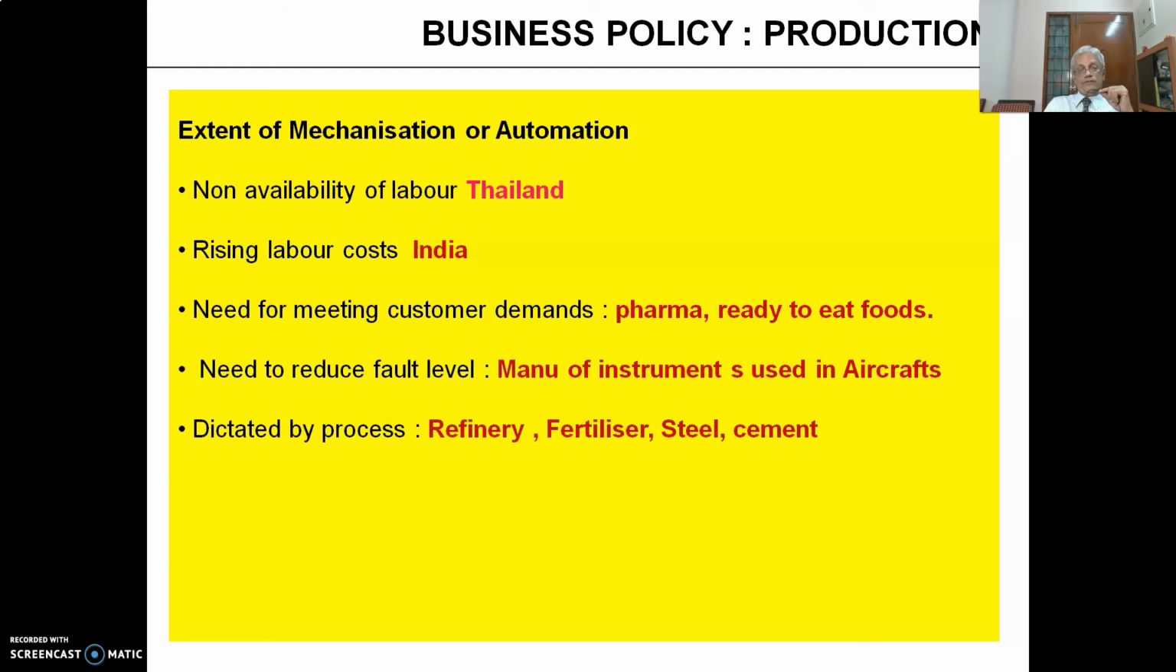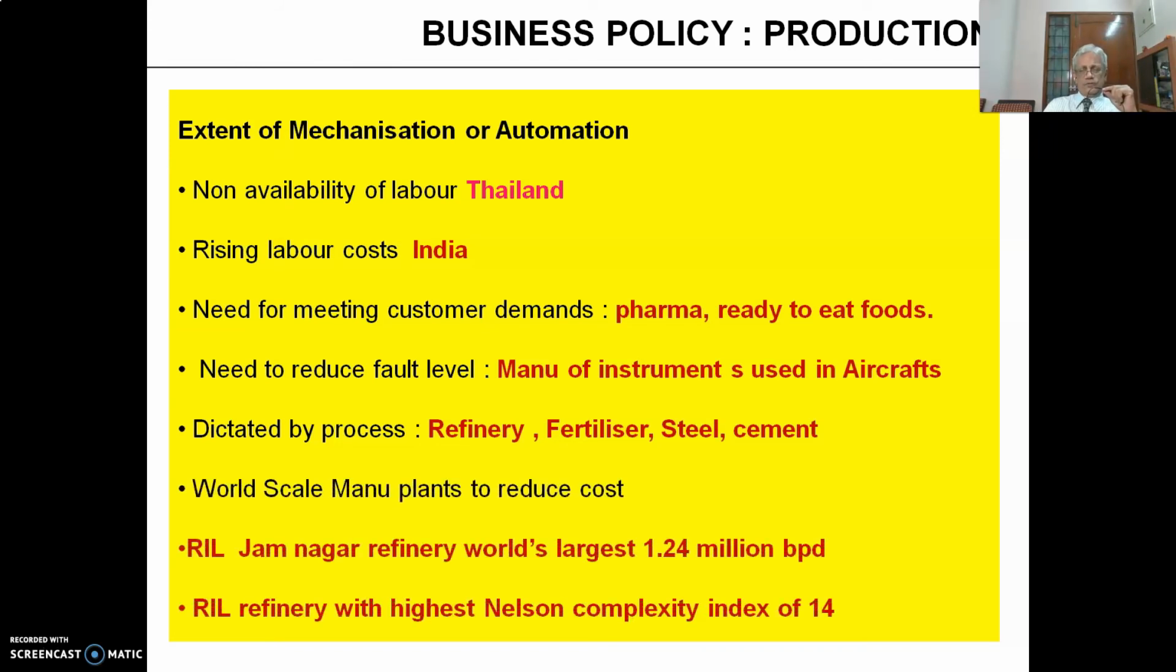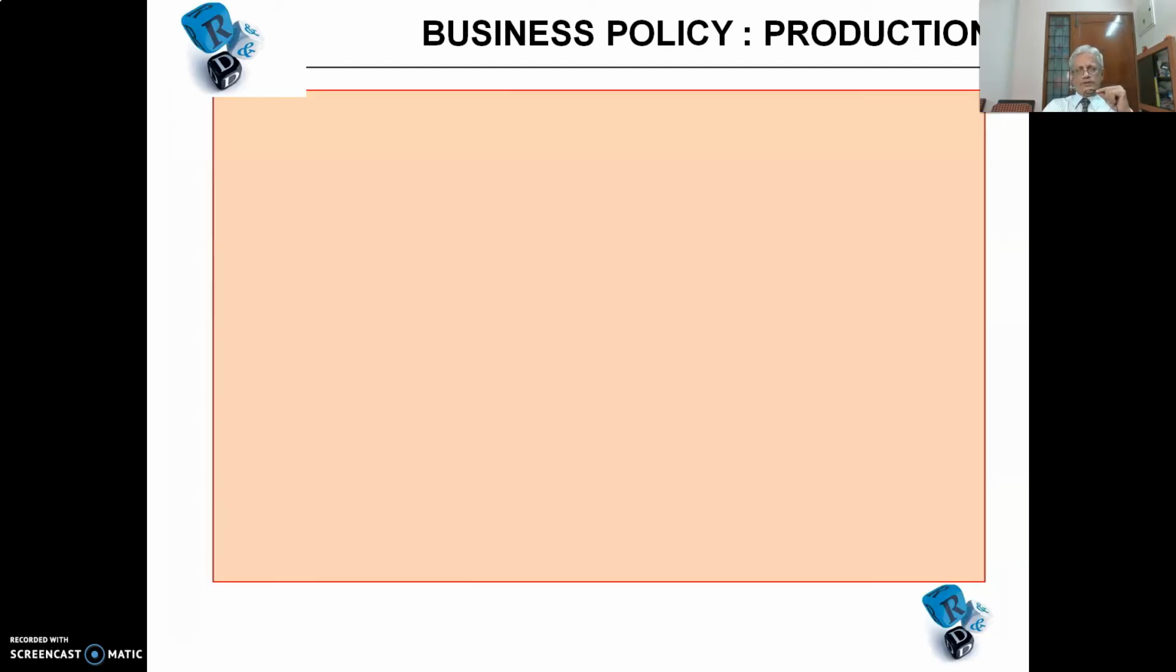Then sometimes the technology to be utilized is dictated by the process. If you take for example a refinery or a fertilizer or a steel or cement plant, the technology itself says you have to go for an automated plant. World scale manufacturing plants to reduce the cost also automatically force you to go for a highly automated plant. If you take the world's largest refinery set up in Jamnagar by Reliance with a capacity of about 1.24 million barrels per day, it has the highest Nelson complexity index of 14. So obviously such high levels of complexity can be handled only by mechanization and full automation.